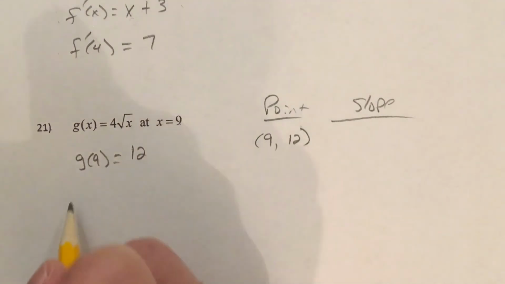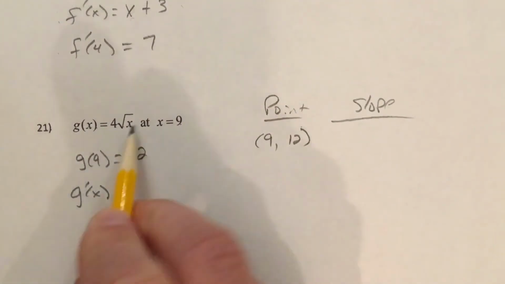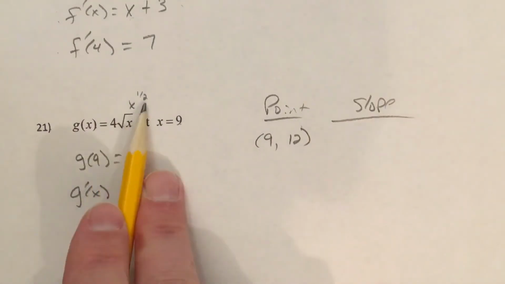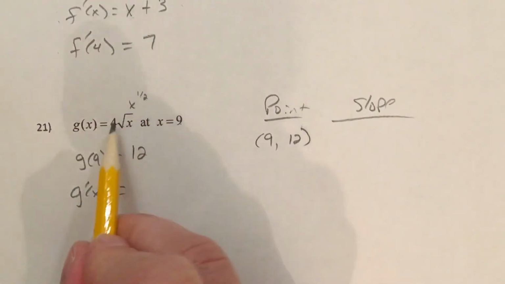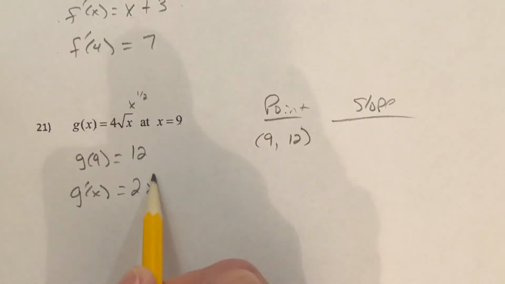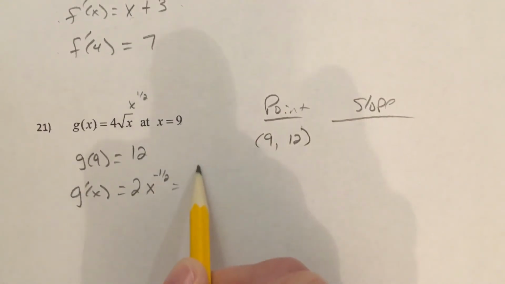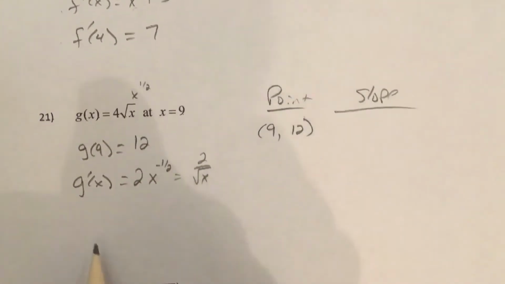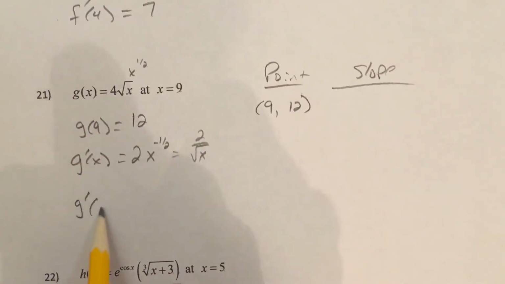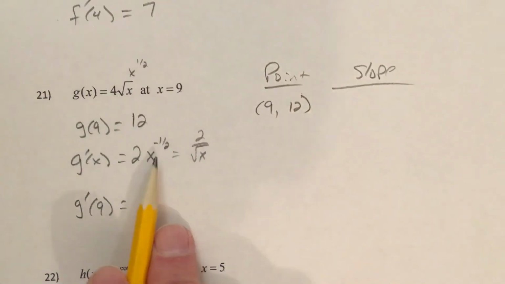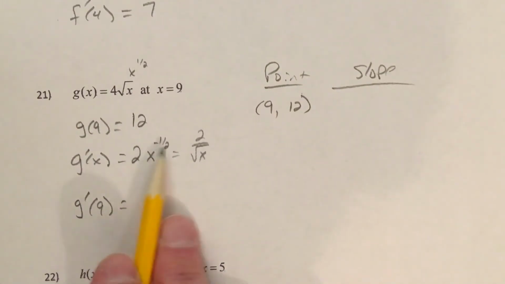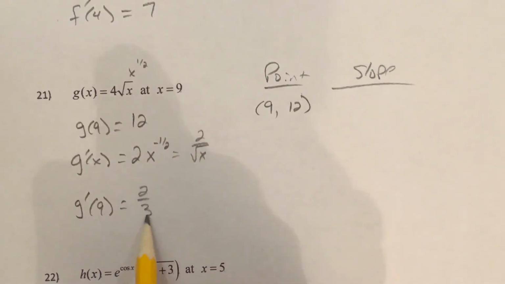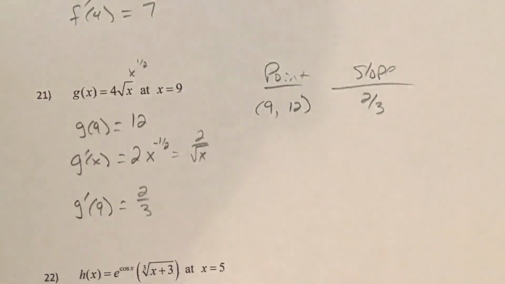Okay. Now I need g prime of x. If I rewrite this as x to the 1/2, then our derivative of this is going to be 1/2 times 4, which is 2, x to the negative 1/2. Another way of writing that is 2 over square root of x. You don't have to, but that might help you on this next part, because what we need to do is find g prime of 9. If you leave it in the other form and put 9 in, that might be really confusing. If you write it like this and put 9 in, now it's easy to see that our slope is 2/3.